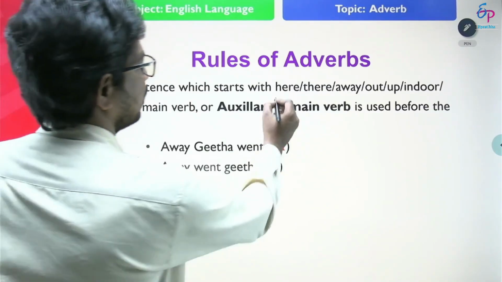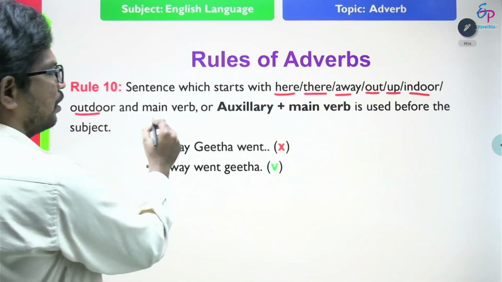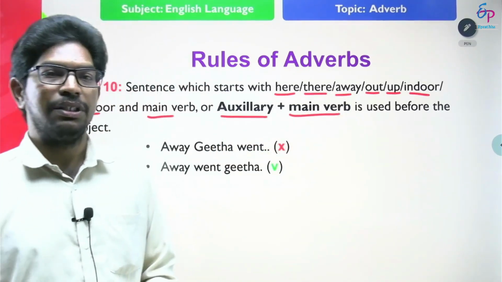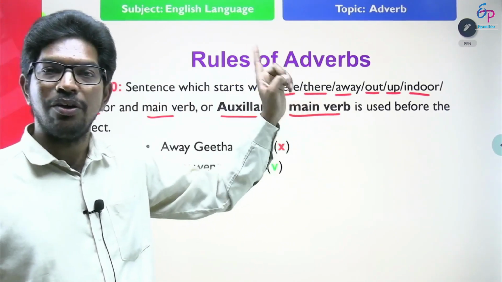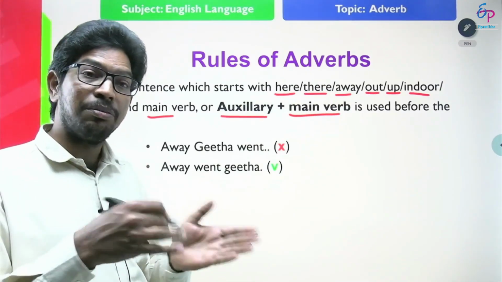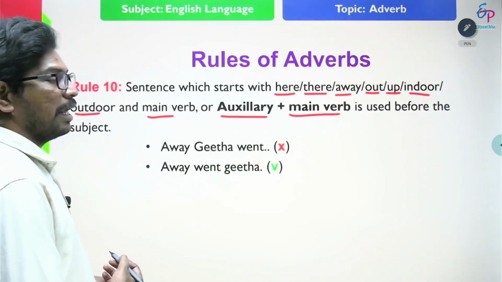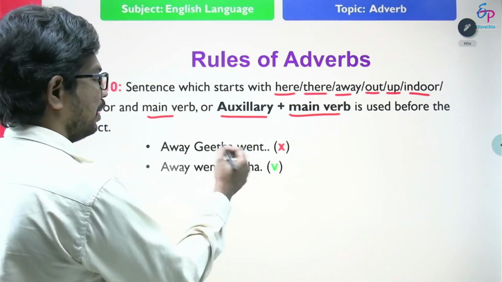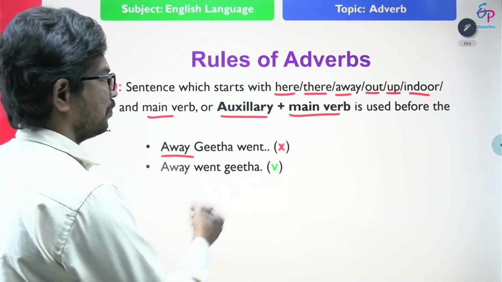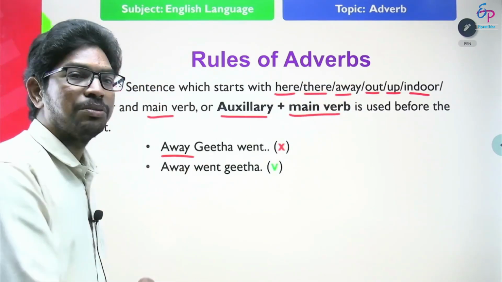A sentence which starts with here, there, away, out, up, indoor, outdoor: the main verb, or auxiliary verb plus main verb, is used before the subject. Look at the example and find out the error. Away Geeta went. The sentence is starting with away. So always remember, when the sentence starts with here, there, away, out, we have to use the main verb before the subject, not after the subject.